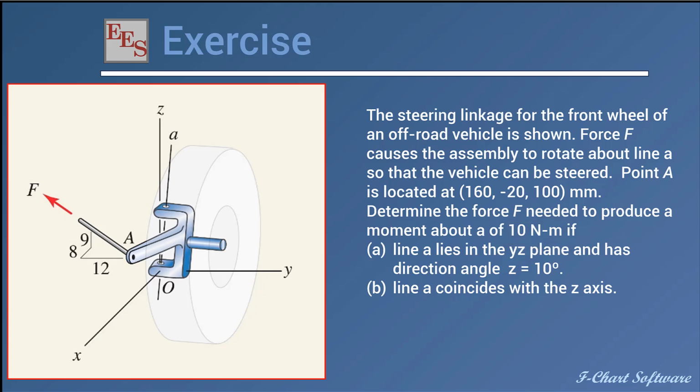In part A, the line is in the YZ plane, but it's rotated 10 degrees away from the Z-axis. And then in part B, the line A is coincident with the Z-axis. So go ahead and try that and come back and we'll go through the solution together.